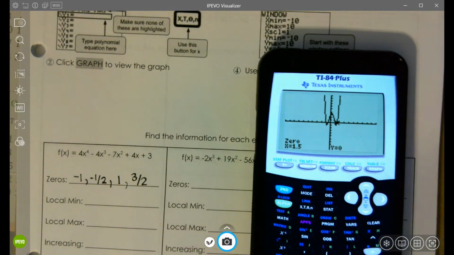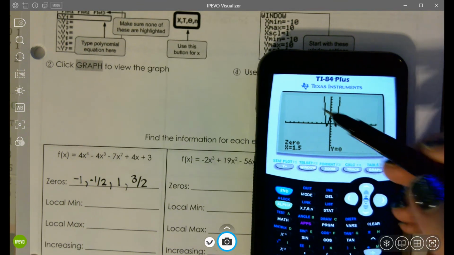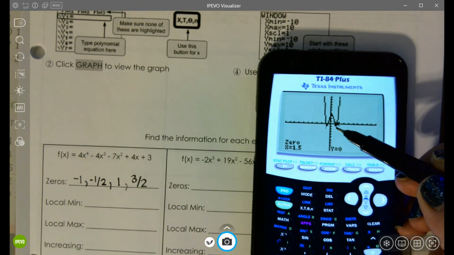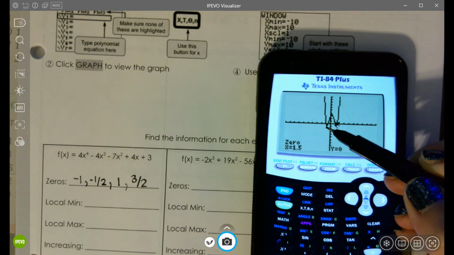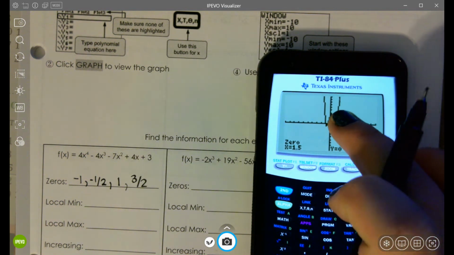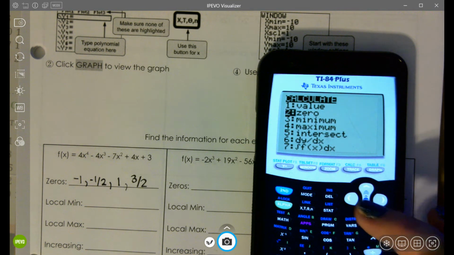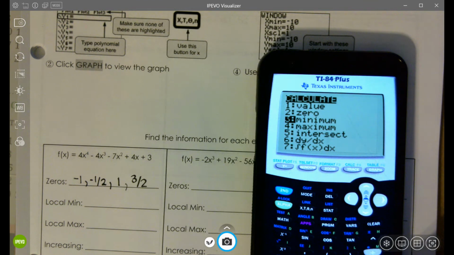Then it wants us to find the local min. So there's actually 2 of them, here and here. Those are your local mins because they're at the bottom of their area. So what we're going to do is the same way we found the zeros, I'm going to go second trace. Except this time, because I want a minimum, I'm going to pick minimum.